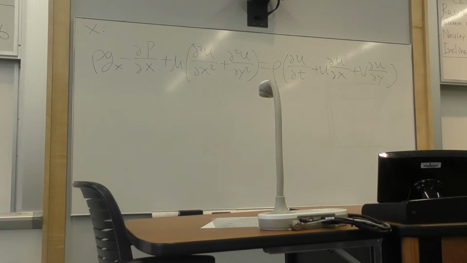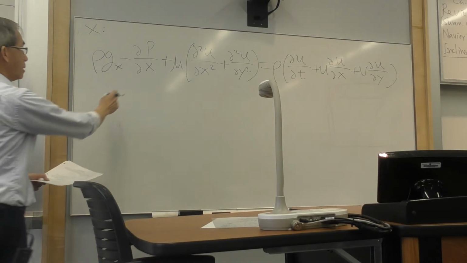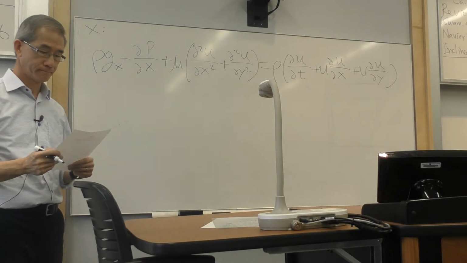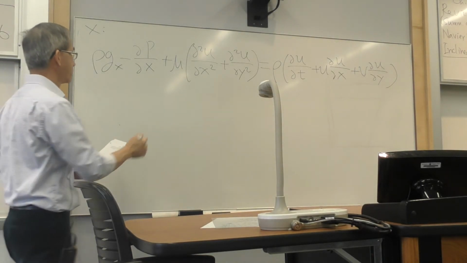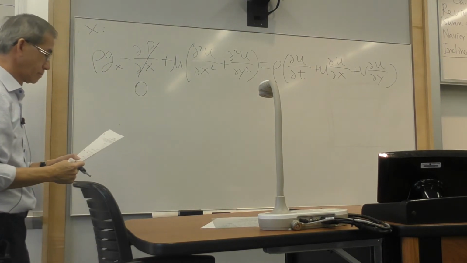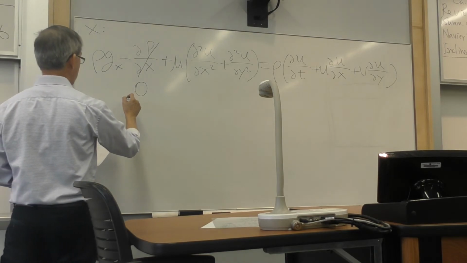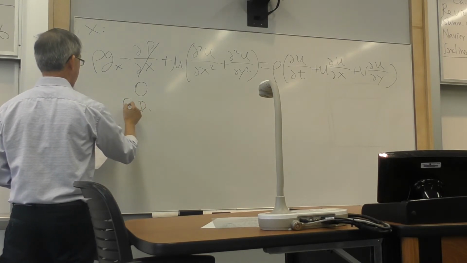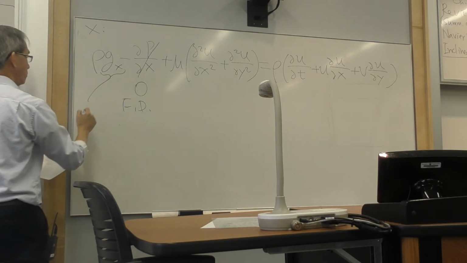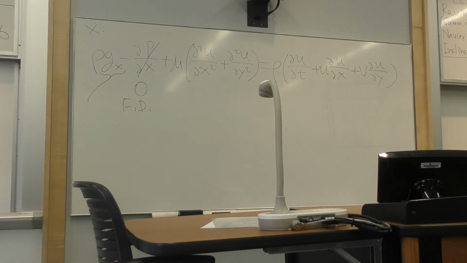Are you ready? Yes. What is dp/dx? It's 0 because of what? It's a fully developed flow. Anything in the x direction is 0. G sub x, I think you can do, is a component of the gravity in the direction parallel to the plate. So it's either g sine theta or g cosine theta, you decide.